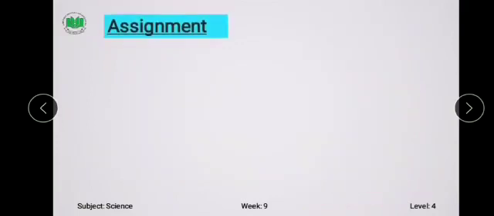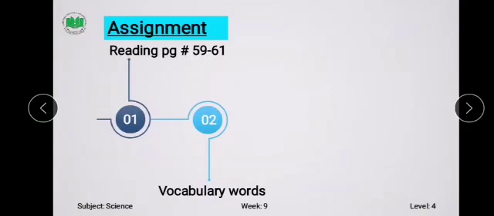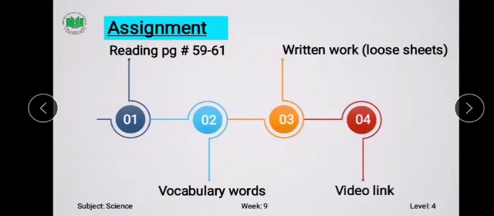Coming towards the next part of my presentation, that is assignment for week number 9. In this week, we are going to do reading of page number 59 to 61. Then I'm going to share some vocabulary words with you, and you are going to write those vocabulary words on loose sheets. Then we are going to discuss some written work, and you are going to attempt that written question answers on loose sheets. And at the end, I'm going to share a video link with you.